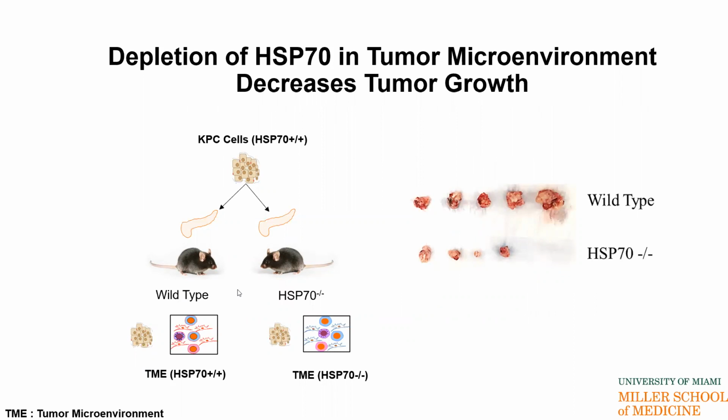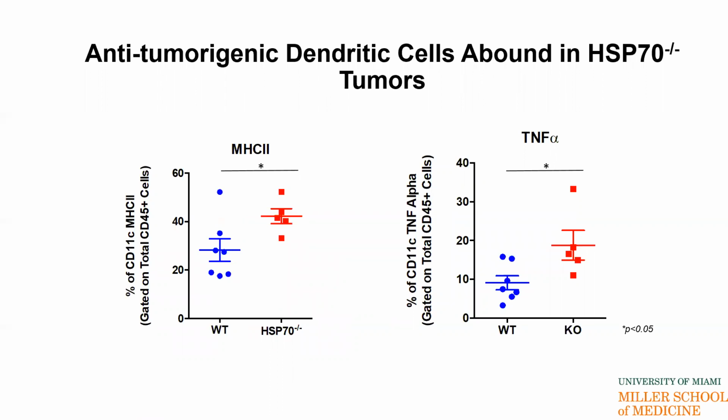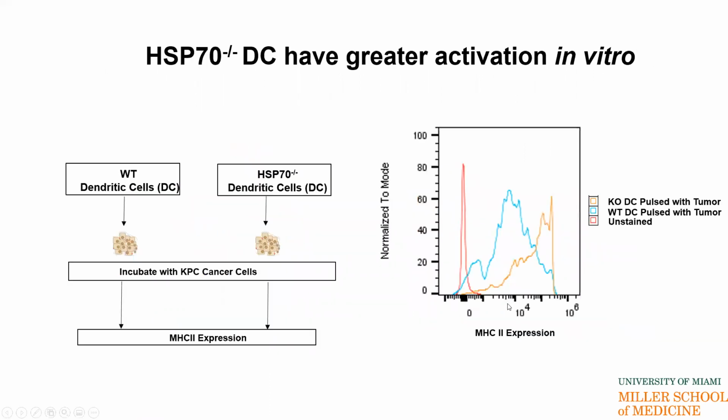And this was true with not only pancreatic cancer models, but also in murine models of cancers like colon cancer, MC38, and the melanoma B16F10 model. Now, to begin somewhere, we can start by dividing the tumor microenvironment into stromal cells and the immune infiltrate. When we looked at the various stromal cell markers or specifically depleted HSP70 in the tumors, we did not see any difference in tumor growth.